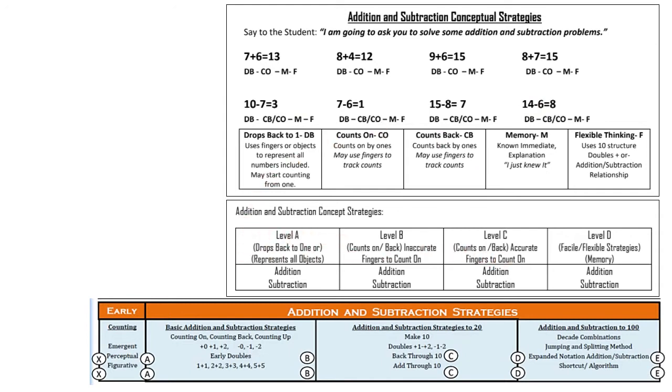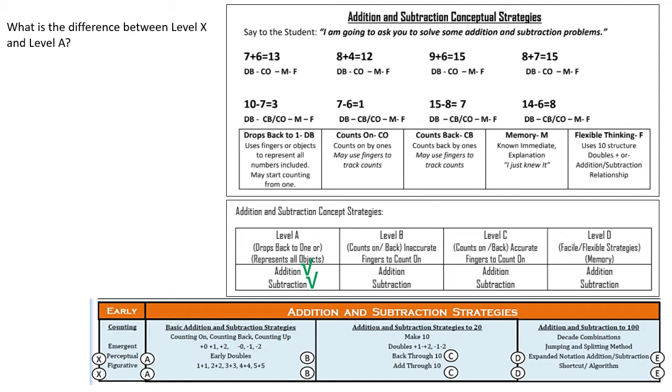And so a student can either be a level A or a level B or level C or level D. And one thing is, what is the difference between level X and level A? With level X, what we mean is, if a student's a level X or level A, how do I score that and what does that mean? So essentially what a level A means is that a student is dropping back to 1 or represents all objects. So you would almost give them a check mark in the box for level A if they're dropping back to 1 or representing all objects and they're getting the answer correct, okay?